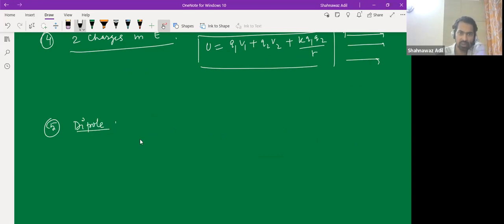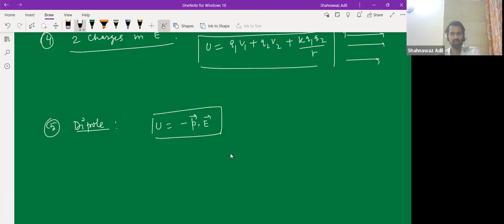And then we calculated the potential energy of a dipole as minus P dot E. This was simply minus PE cos theta. And the work done was minus PE times cos theta 2 minus cos theta 1. So this was the work done for the case of a dipole, right, guys?